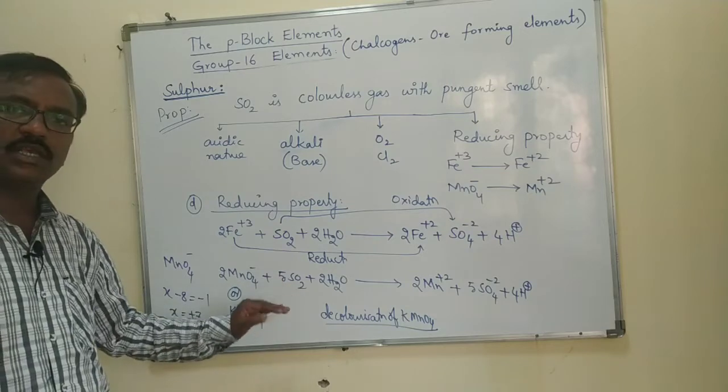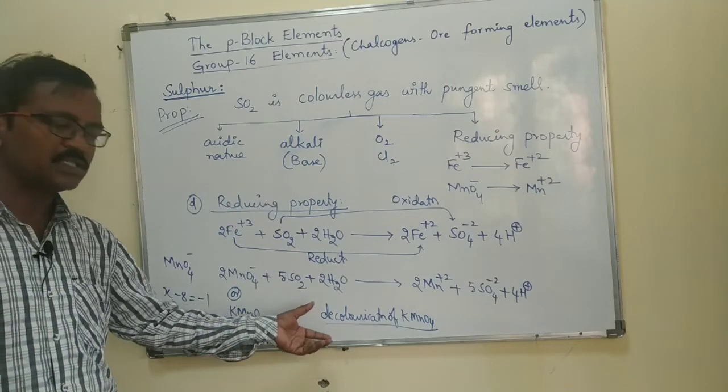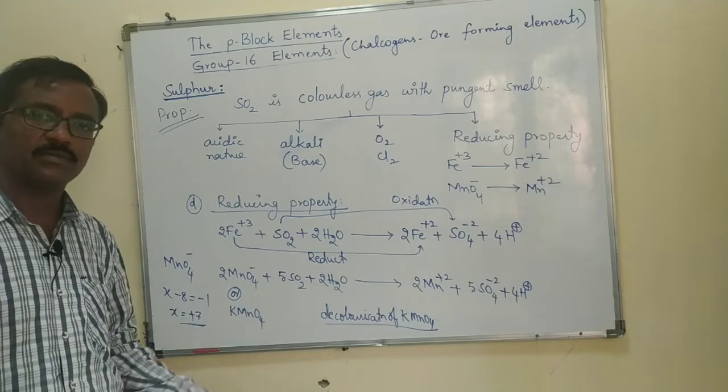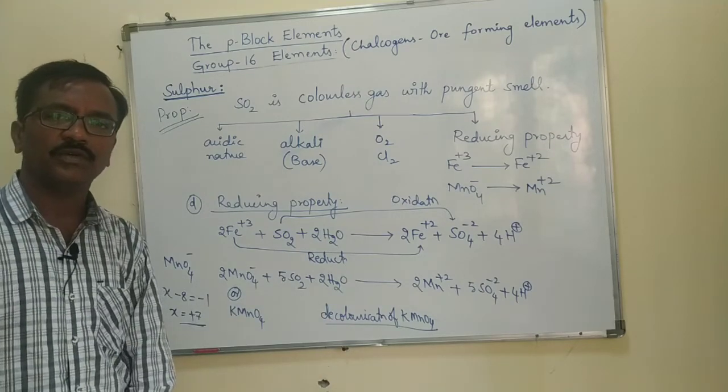So in this process, the violet color of KMnO4 disappears. Decolorization of KMnO4 takes place.